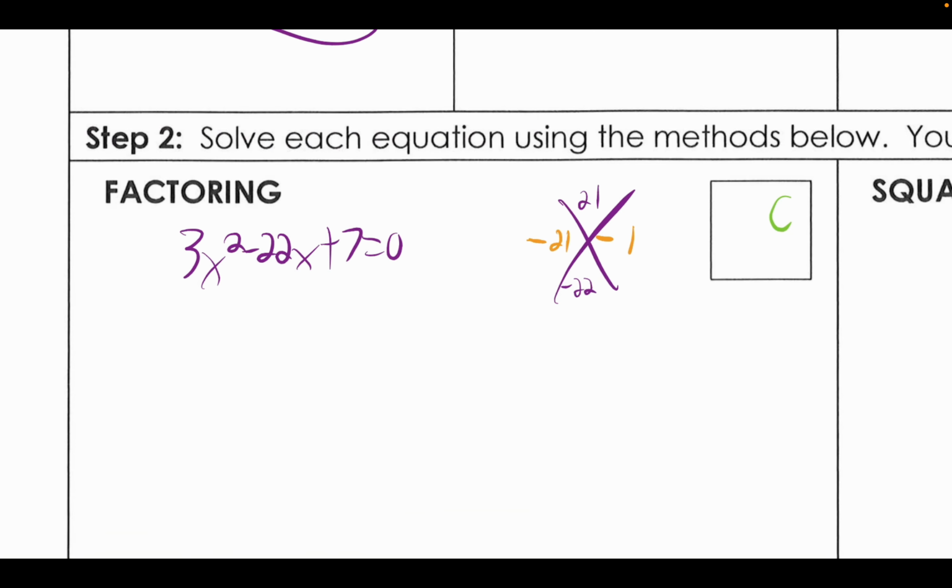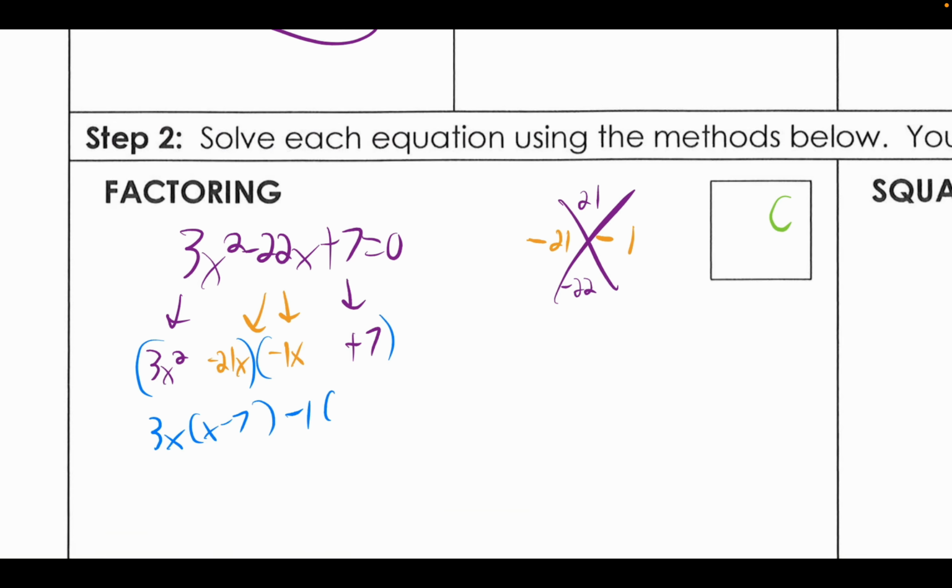I cannot use the shortcut here, so I have to rewrite the first term, rewrite the last term here. And the reason I can't use the shortcut is because a is not 1. I split my middle into the sides of my x, my little puzzle there, and I get negative 21x minus 1x, matching the variable there. I now group the first two and the last two in parentheses. The first two, I have a GCF of 3x, which left is x minus 7. The last two, I have a GCF of negative 1, knowing my parenthesis needs to start out positive, and I have x minus 7.